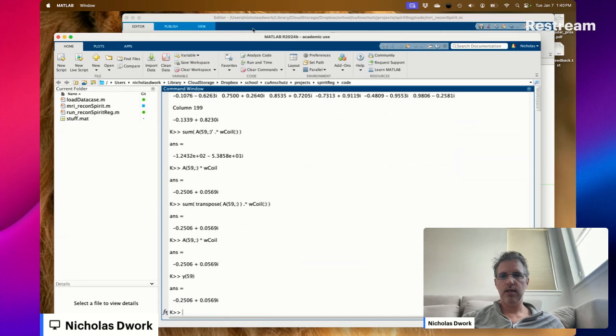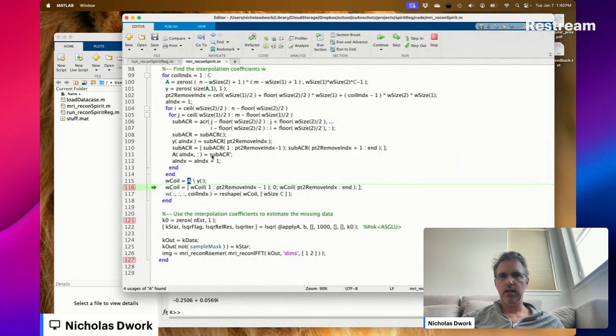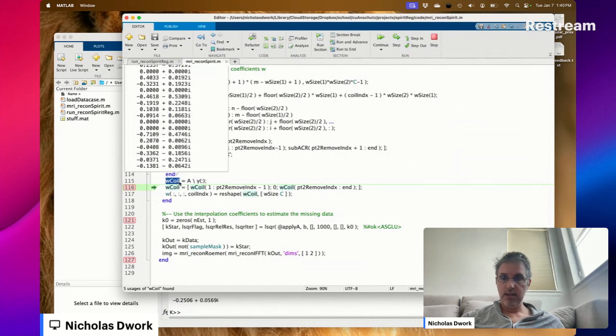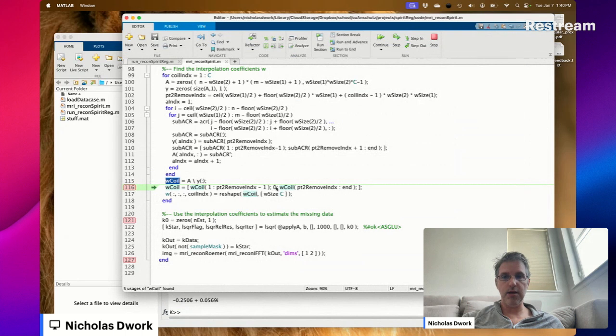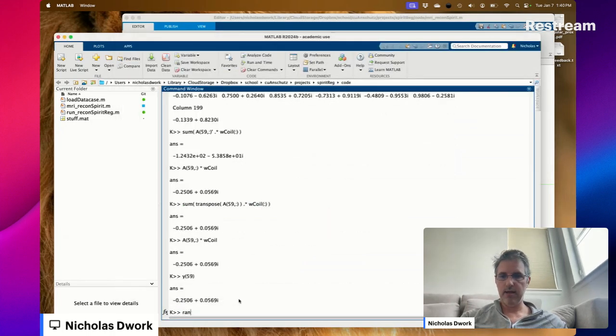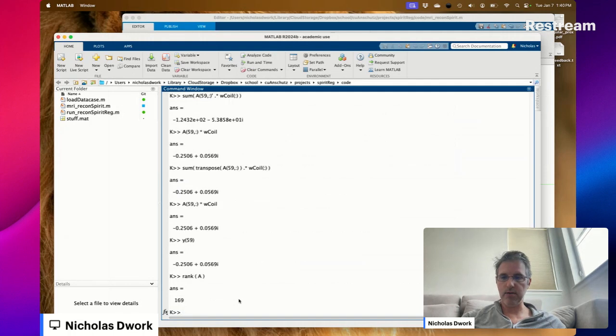Okay. I guess W coil can actually have zeros in locations other than the places I wanted to. I'm very surprised that it does. I would have thought, what is the rank of A? It's going to be full rank, of course, but what are the singular values of A?